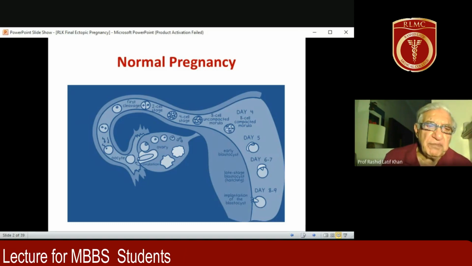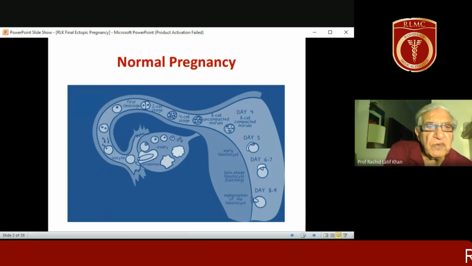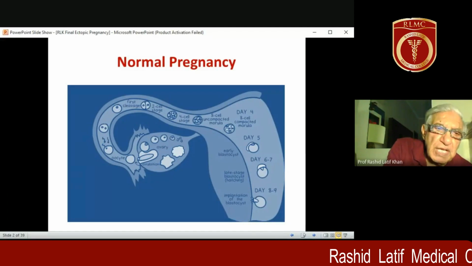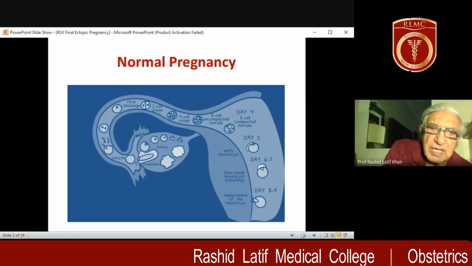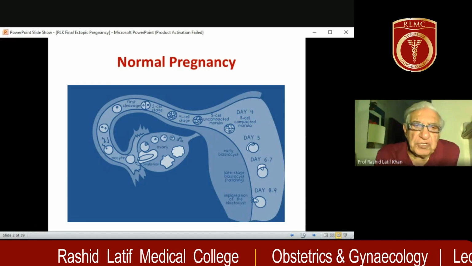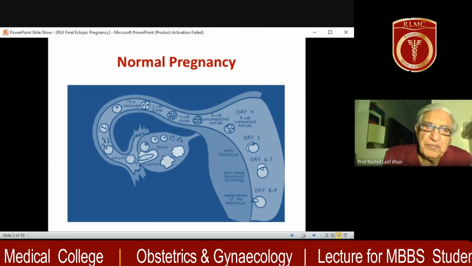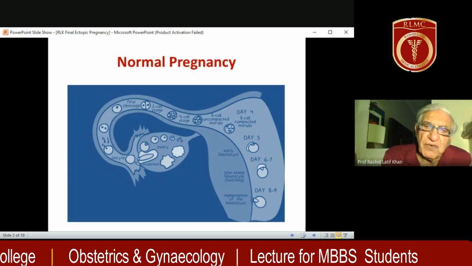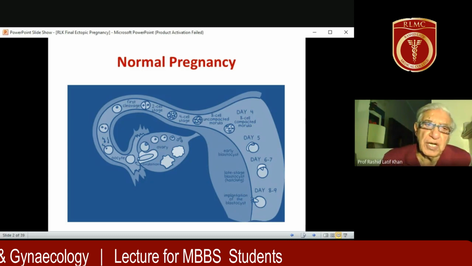If ovum and sperm meet, that is fertilization. That means pregnancy. Then immediately the ovum doesn't rush into the uterine cavity. It takes 4 or 5 days for this ovum to gradually move from the ampullary part to the isthmal part to the uterine cavity. And that delayed passage is intentional because after fertilization, the uterus starts preparing itself, the endometrium, for reception of the ovum so that the fertilized egg can implant itself in the uterine cavity. So this delay is also essential.